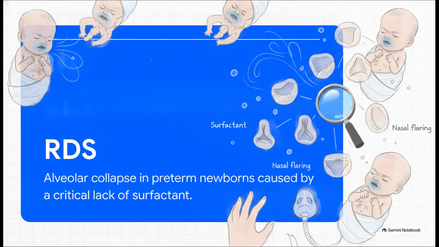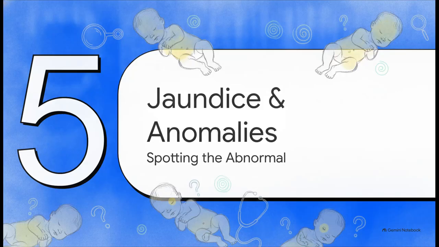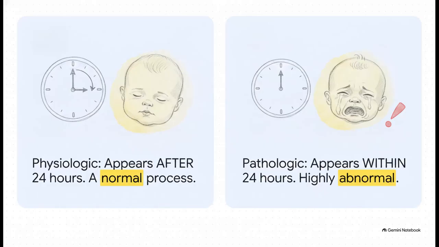Don't wait. All right, let's jump to Section 5, Jaundice and Physical Anomalies. This whole section is about applying our framework to spot exactly what is abnormal. Okay, I really need you to listen closely right now, because this next concept is a massive, massive exam trap. You absolutely have to know the difference in timing here.